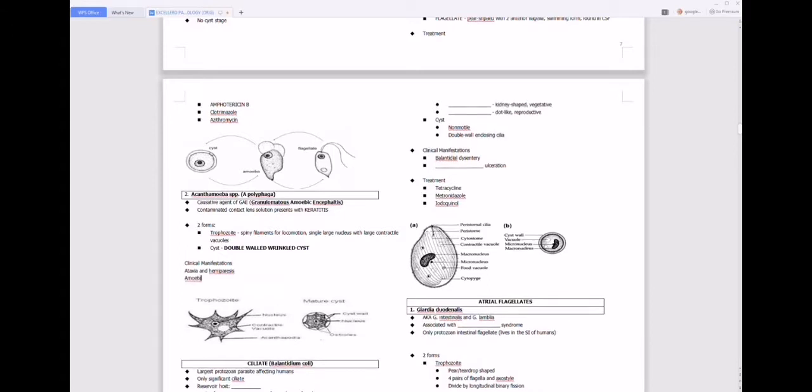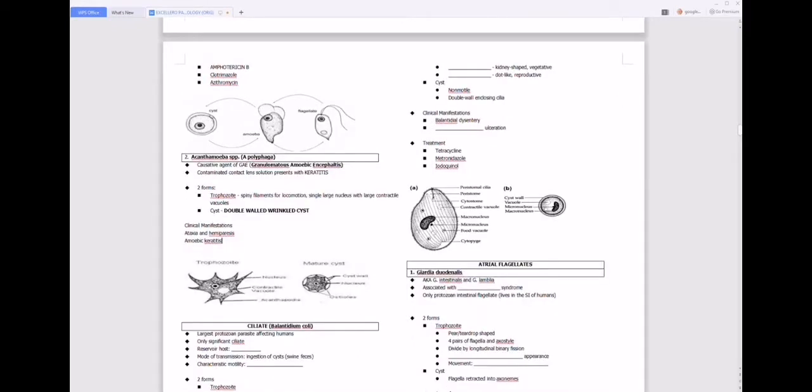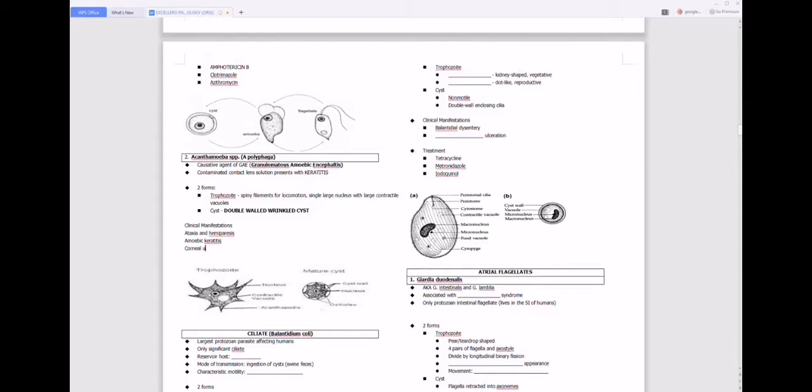Next is amoebic keratitis. So yun na yung sinasabi ko na Acanthamoeba keratitis. So when you acquire Acanthamoeba in contaminated contact lens solution, then corneal ulcer, sclerosis, and blindness. So, yan yung mga clinical manifestations of the Acanthamoeba species.